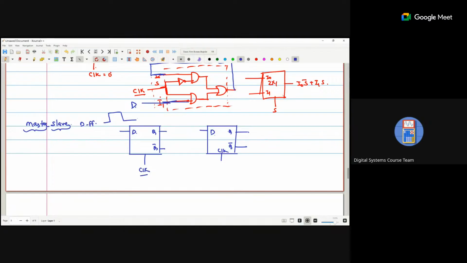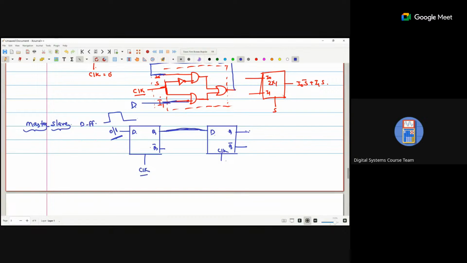Otherwise, what will happen? If we change any input, like if I change D from 0 to 1, in the first flip flop, on the first clock pulse, this output will appear. Now this output goes into the input of the second one. Now the second clock pulse is applied, so this data will appear at the output. That means if we change the input, we get the output after two clock pulses if both clocks are the same. That is the delay.